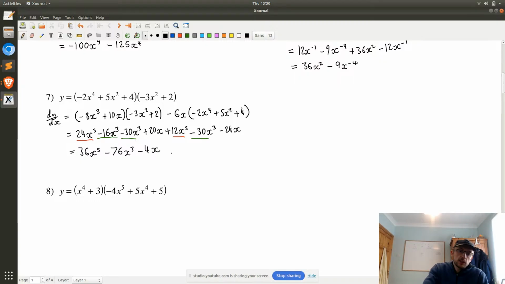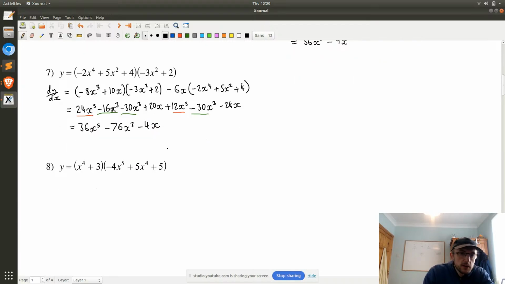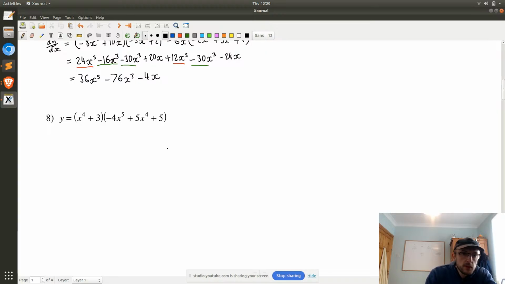And of course, you could factor out 4x from the whole of that if you wanted to, but they didn't ask you to. It's just a polynomial. That's all there is to it. Okay, dy by dx here. That felt a little bit too smooth, too good, right? So maybe I did get that wrong, but I don't know.